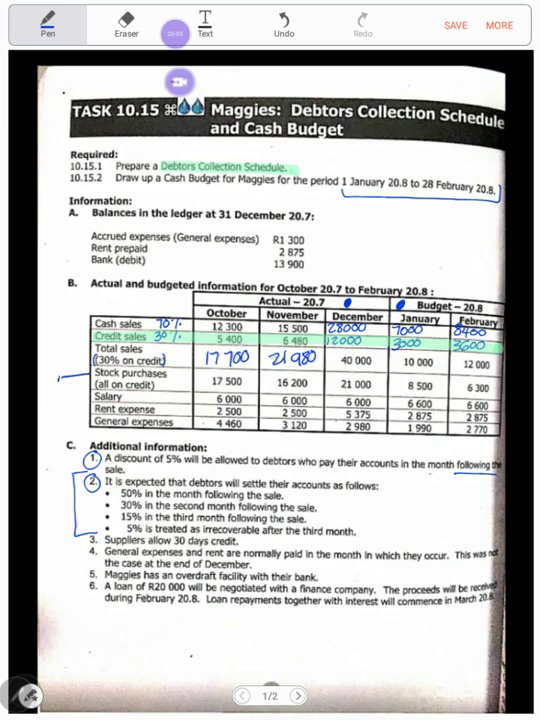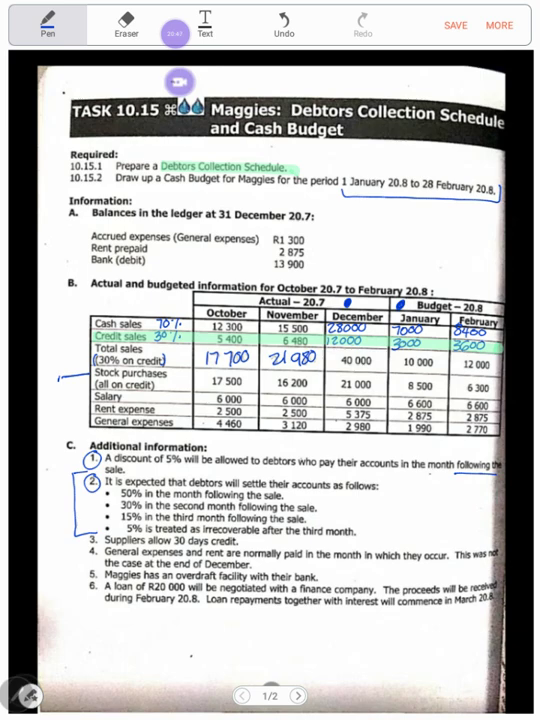Maggie has an overdraft facility with the bank. Remember, an overdraft facility needs to be negotiated with your bank. It's basically if you run out of money, you will go into a negative and you will then have to pay the financial institution. It is a loan that is negotiated with the bank. Right, number 6, a loan of 20,000 will be negotiated with a finance company. The proceeds will be received during February. Loan repayments together with interest will commence in March 20.8.